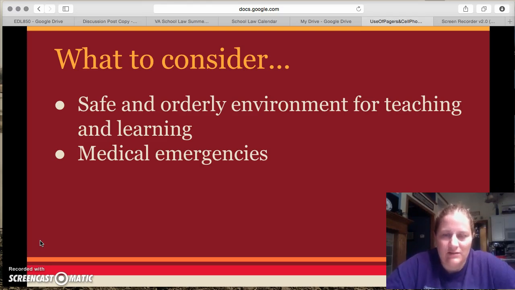One other thing that the text talked about considering is maybe cell phones for medical emergencies. Like if a student has a specific medical condition, maybe they would be allowed if there was particular paperwork that the parents filled out and the student understood the circumstances, that maybe that student could have it for medical emergencies. So there could be some benefits there.